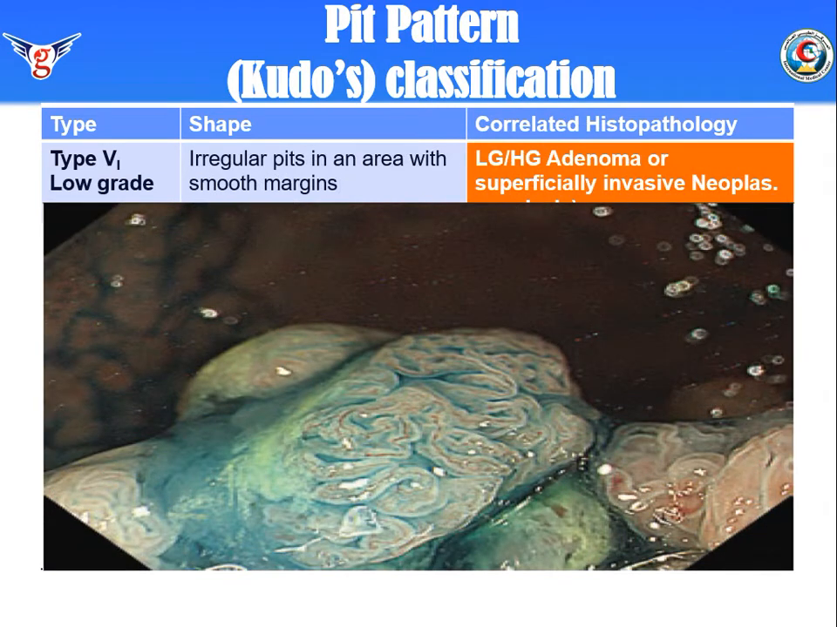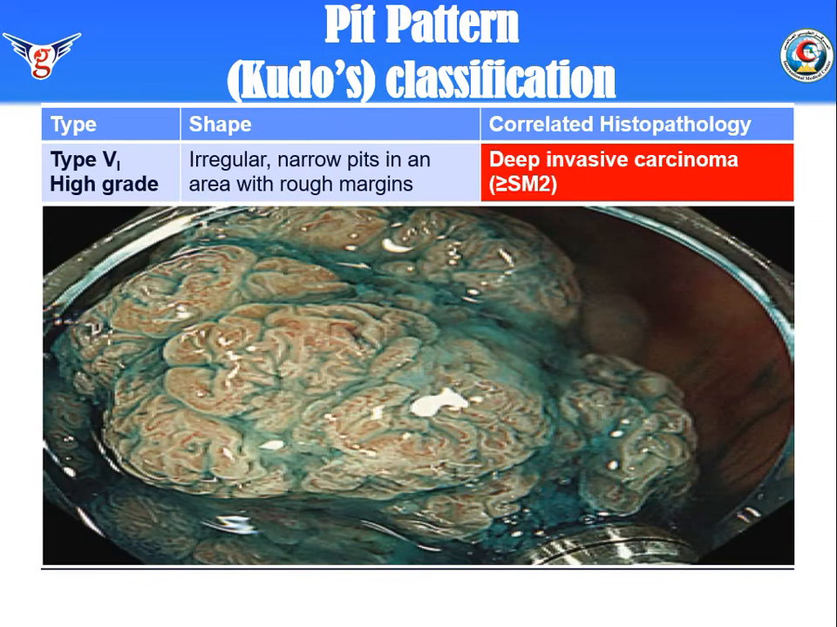And then we have type 5, which is divided into 3 subtypes. Type 5I, low grade, or 5 irregular low grade, has irregular pits in an area that shows smooth transition to other regular pit patterns at its margin, and is associated with low grade or high grade adenoma, or superficially invasive lesions. Type 5I, high grade, has irregular narrow pits in an area with rough or demarcated margins like depression, large nodule, or reddened area, and is associated with deeply invasive carcinoma.